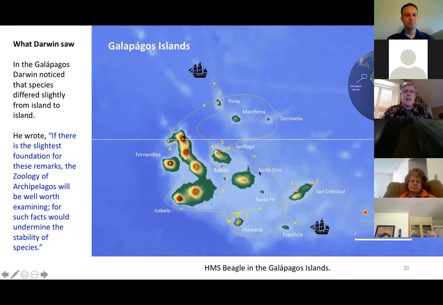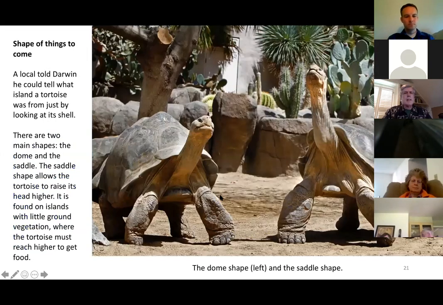Darwin made 5 landings when he was in the Galapagos. And to some degree, they were all important, but the real key one is number 5. This is on the island of Santiago. And it's here where he really got a taste for the tortoises, because a local person told him, I can tell just by looking at a tortoise what island it came from. And Darwin was fascinated by that idea. He wondered, why would tortoises be slightly different on each island?